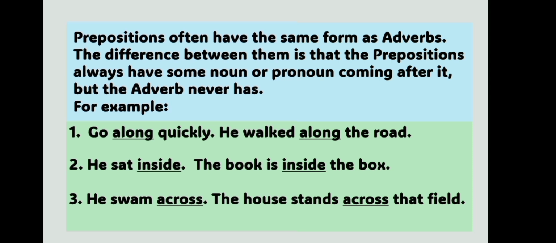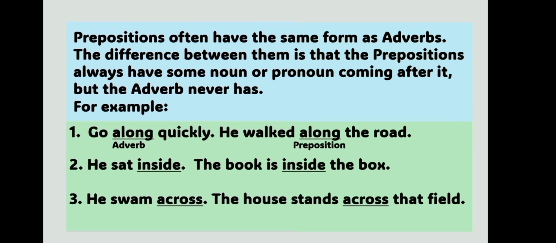For example, number 1, we have two sentences. Go along quickly, and he walked along the road. In the first sentence, the word along is an adverb, as there is no noun or pronoun coming after it, whereas along in the second sentence is a preposition, as there is a noun road coming after it.